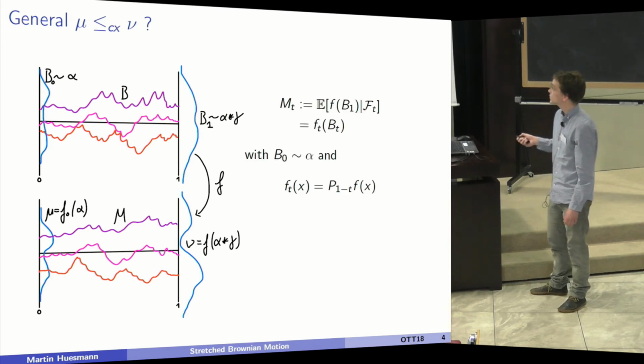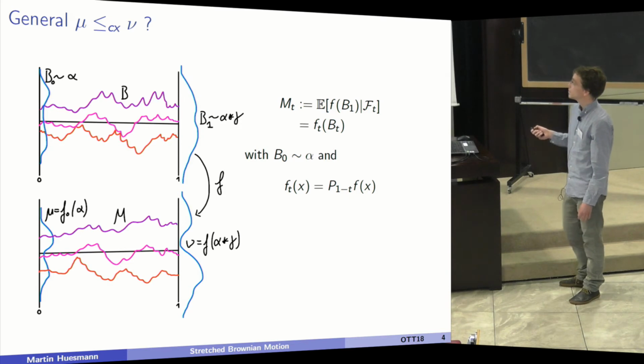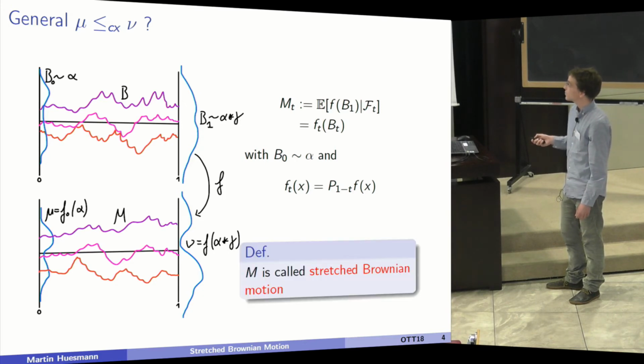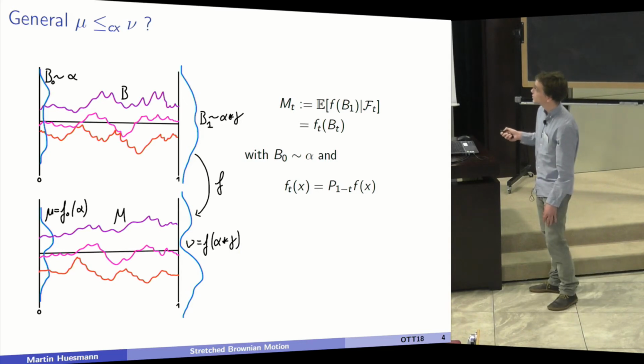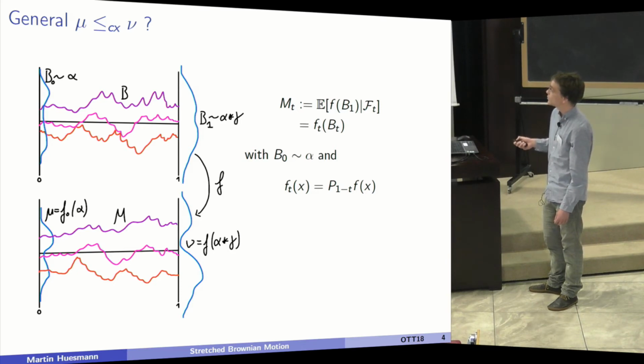Now I can do the same construction as before. I just take f of b1, take a conditional expectation with respect to Ft. This is my martingale Mt. This is still a nice function of bt. But now the problem here is that b0 is distributed according to alpha. If I now look at the marginals of this process here, the marginal at time 1 is precisely nu, but the marginal at time 0 is this map f0 pushing alpha.